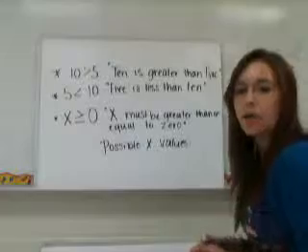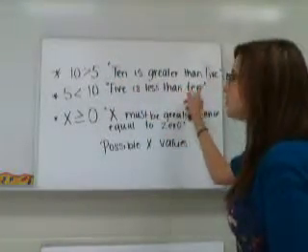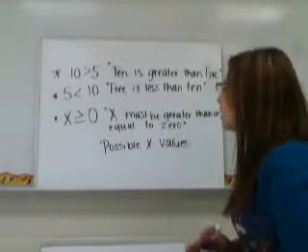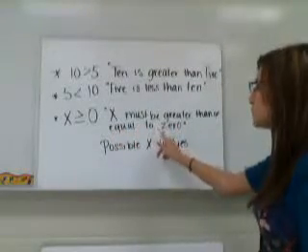Alright, when reading inequalities, we read this as 10 is greater than 5. We can flip it around. 5 is less than 10. Alright, this is read as x must be greater than or equal to 0.